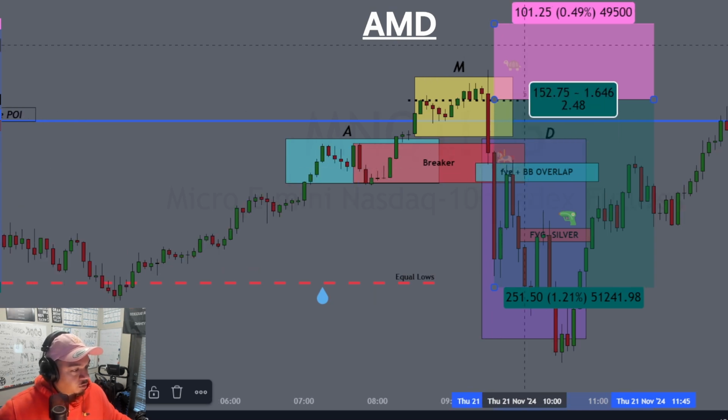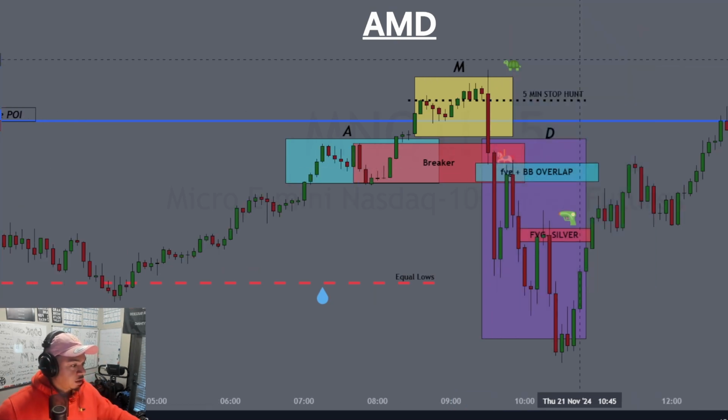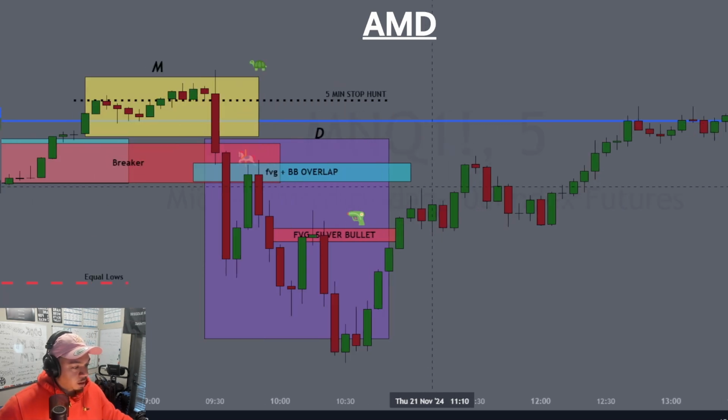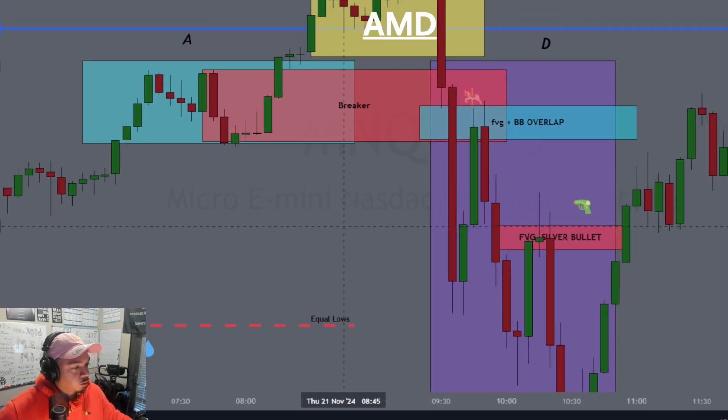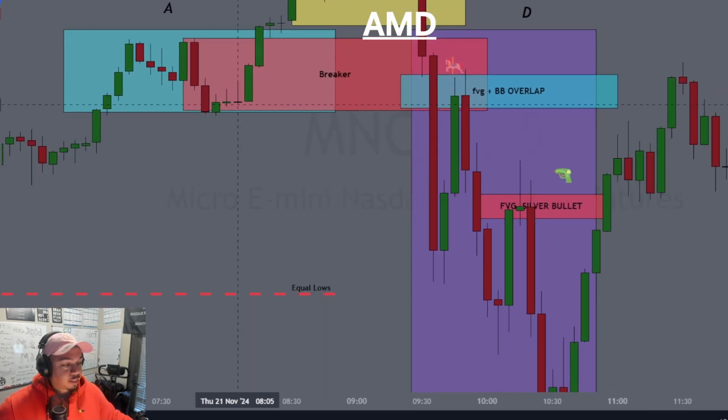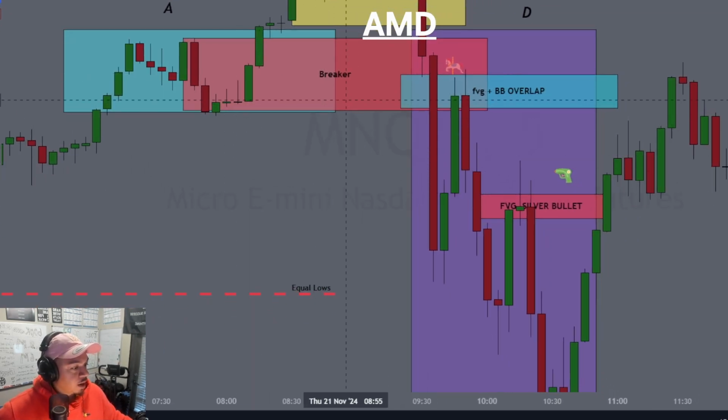So the first entry, turtle soup, we see that. I'm going to delete this here. The second entry is going to be right here. This is going to be the unicorn entry. So to get a unicorn entry, what we're going to need is a breaker block, right, and a fair value gap to overlap. Now, a breaker block is a failed order block.